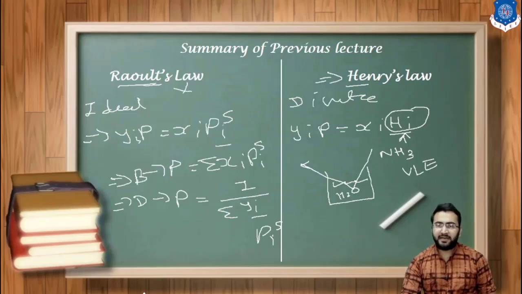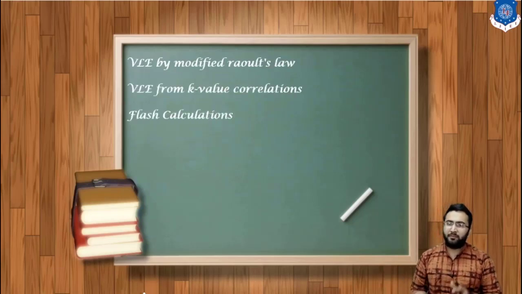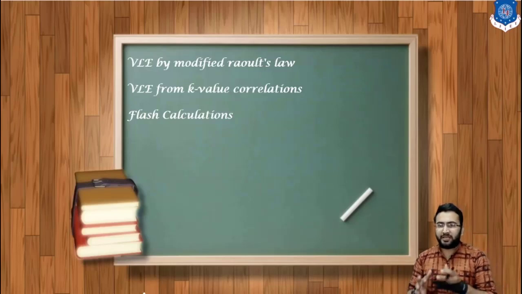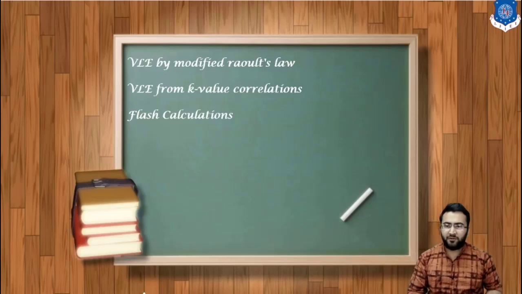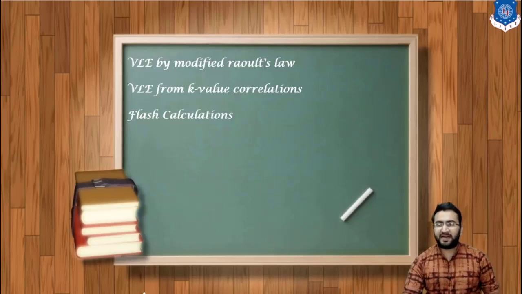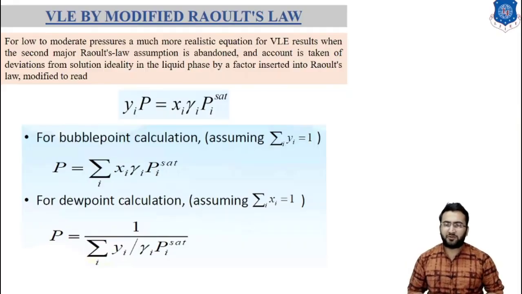Now in this lecture we are going to discuss vapor liquid equilibrium by modified Raoult's law. Then we are going to discuss the K value correlation for Raoult's law and modified Raoult's law, and then flash calculation, or you can say high pressure VLE. So let's first start with vapor liquid equilibrium by modified Raoult's law.